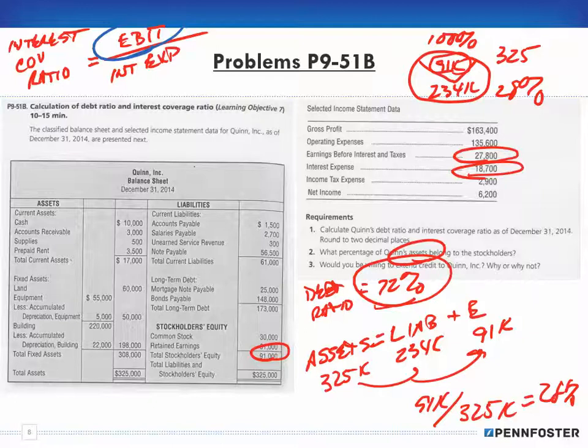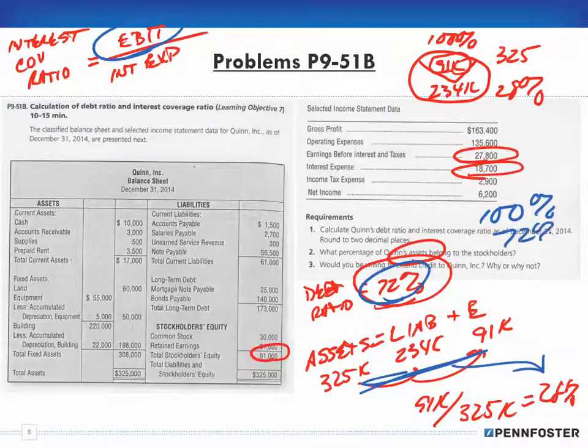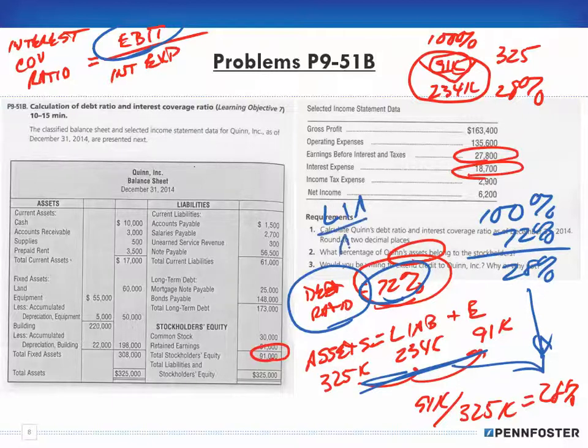However, if I know my debt ratio is 72%, and now we're working in percentages, whereas here we were working in dollar amounts and we converted it to a percentage. But here we're working as a percentage, and since the debt ratio is 72%, I subtract one from the other and I get 28%. That's obviously the same amount that belongs to the stockholders, because of the structure of the debt ratio being liabilities over assets.